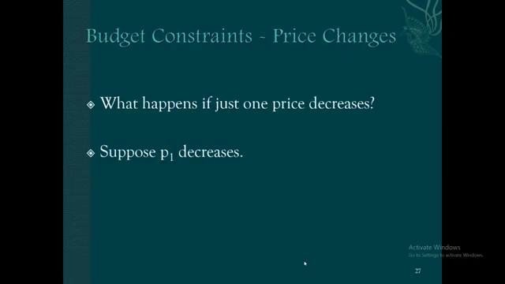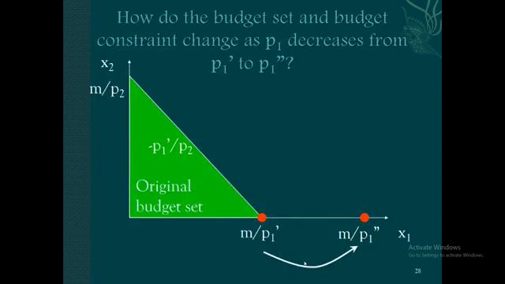Now, what happens if the price of one commodity decreases? Just one commodity: if the price changes, what is going to be the result is the concern next. Suppose P1 decreases. So what happens if this is the original budget set, like P1 by P2 is given, and now it goes from M by P1 dash to M by P1 double dash.